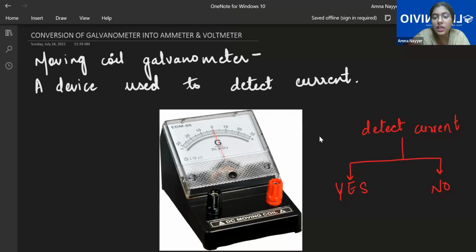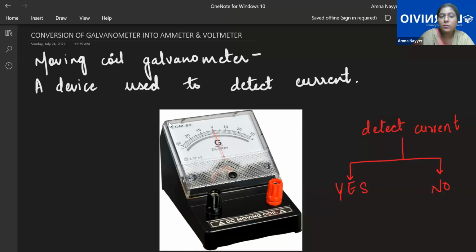Depending on the strength of the current, the deflection will be more. But that won't give you the exact value in amperes. For that, we have a device known as an ammeter, which looks similar to this but has readings which give the exact value of the current flowing through the circuit. And a voltmeter is a similar device that gives the value of the voltage.